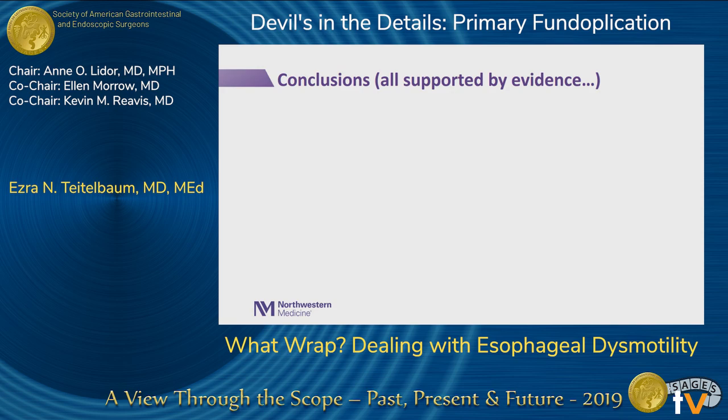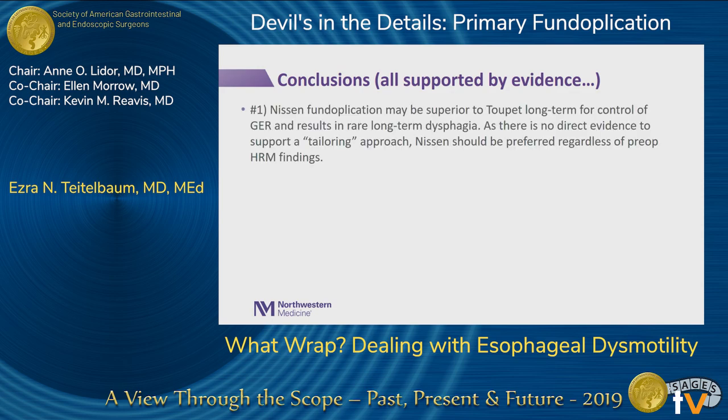So then I'm going to give you my conclusions. So these are all supported by evidence. And I'm going to give you three conclusions that directly contradict one another. So the first is that Nissen fundoplication may be superior to toupee for long-term control of GERD, and it results in rare long-term dysphagia. There's no direct evidence supporting a tailored approach. Therefore, Nissen should be the preferred operation for GERD, regardless of preoperative high-resolution manometry findings. That's supported by the evidence.